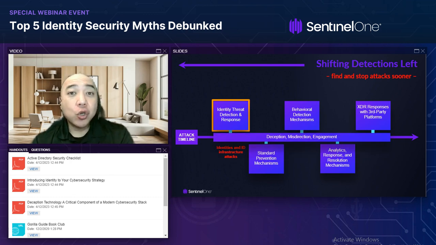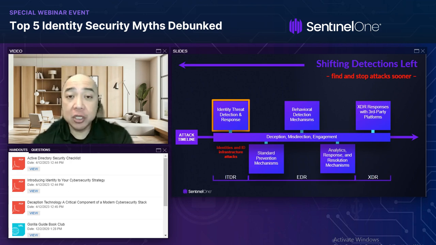So now you can add deception, misdirection, and engagement that works throughout this entire process, from reconnaissance all the way through the attack timeline, right? And you can see why using deception makes a lot of sense. If you look at it in these phases, ITDR detects as early as possible. You have EDR, which is your detection and response, and you have XDR, which sort of helps toward the middle and latter part of the attack timeline. But the earliest you can detect them is through ITDR.